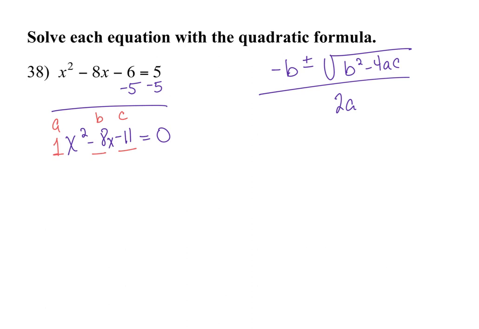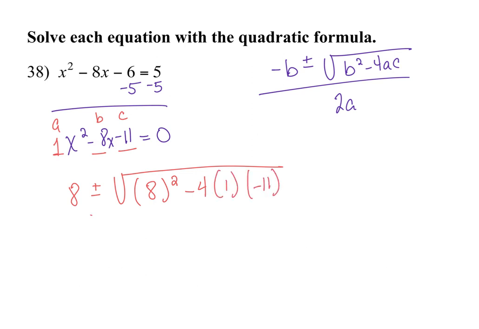So listen, I am now just plugging it in. My B is negative 8, so it was already a negative there. I'm going to say that's 8 plus or minus the square root of 8 squared minus 4 times A times C, all over 2 times A.